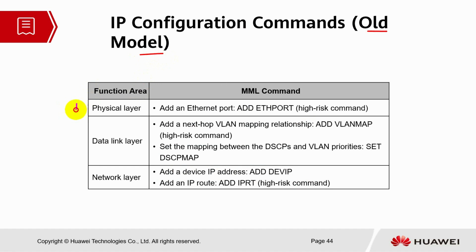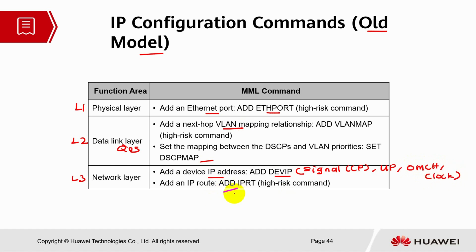Let's start with physical layer, layer 1. We have to add ETH port, followed by data link layer, which is more related to your QoS. So add the VLAN map and set the DSCP map. And layer 3 for the network layer, we have to add device IP for the logical IP. This logical IP we need to add for signaling. It will be a signaling IP, CP, UP. We also have for OM channel and for clock system.